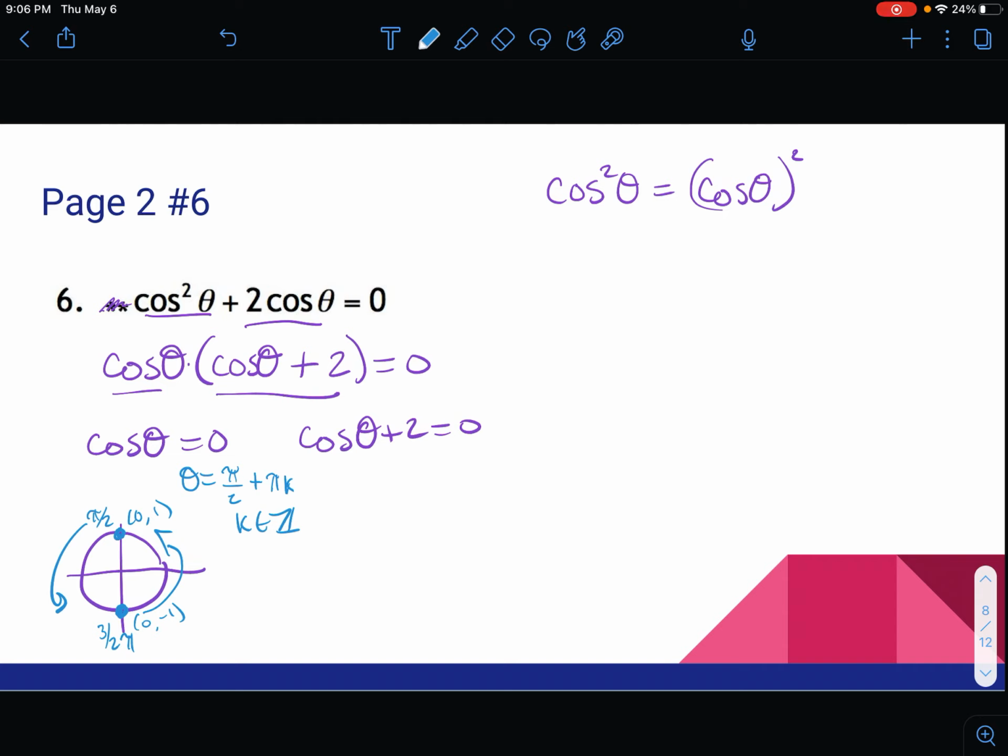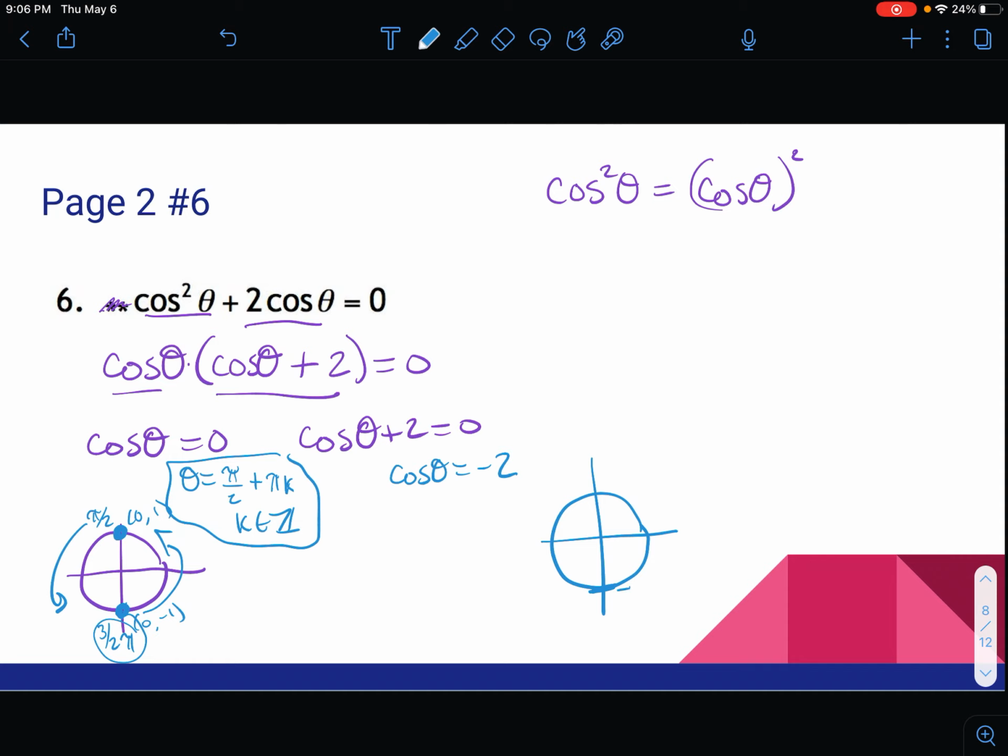Notice I didn't write 2 pi k. We could have done that, but then we'd have to have a separate one for this 3/2 pi. This will actually encompass all the solutions at both of these locations for any amount of rotations. Okay, this one here, cosine theta equals -2. So let's think about, where is the x coordinate -2?